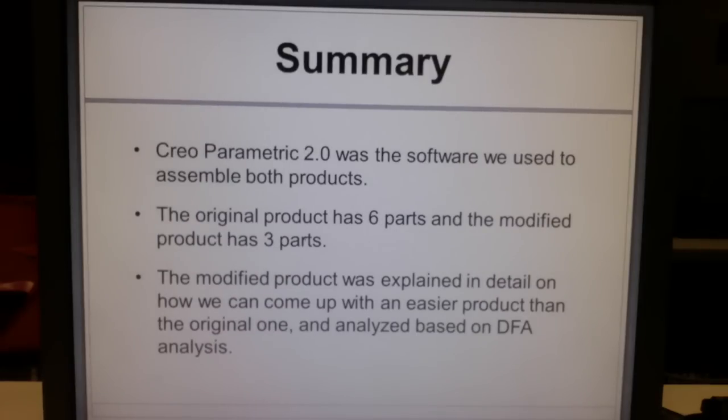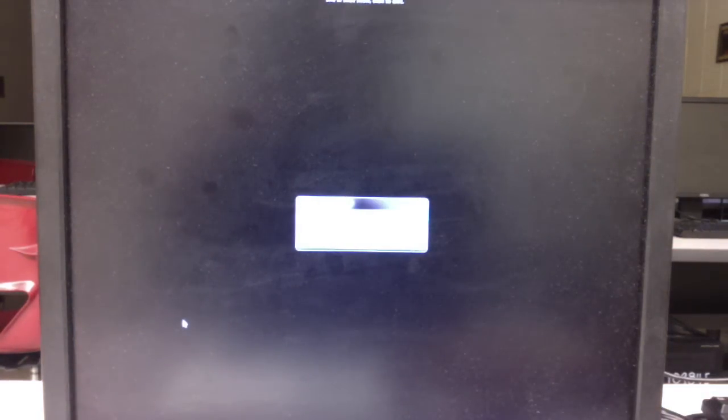Creo Parametric was the software we used to assemble both products. The original product has 6 parts and the modified product has 3 parts. The modified product was explained in detail on how we can come up with an easier product than the original one, analyzed based on DFA analysis. And this is the final topic of our presentation, which is the summary.